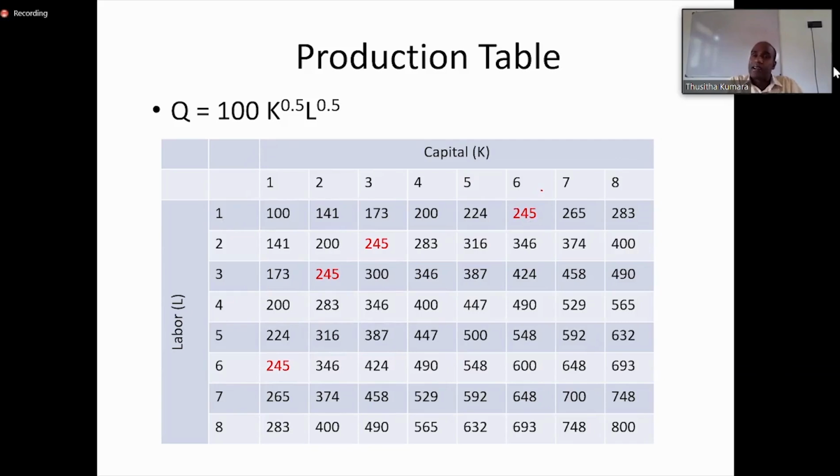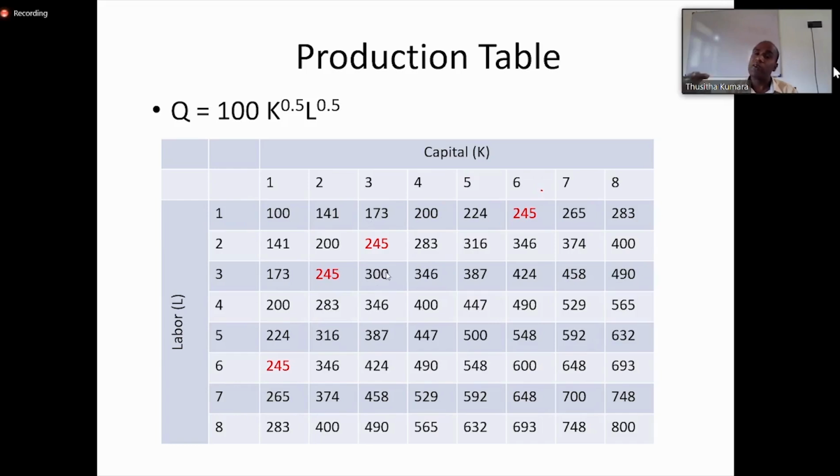So that tells us we can mix different levels of capital and labor and get the same level of output. One important thing that we can get from this table, the other one, this one we will be taking seriously: if you look at this diagonal, you see 1, 100, 2, 200, 3, 300.